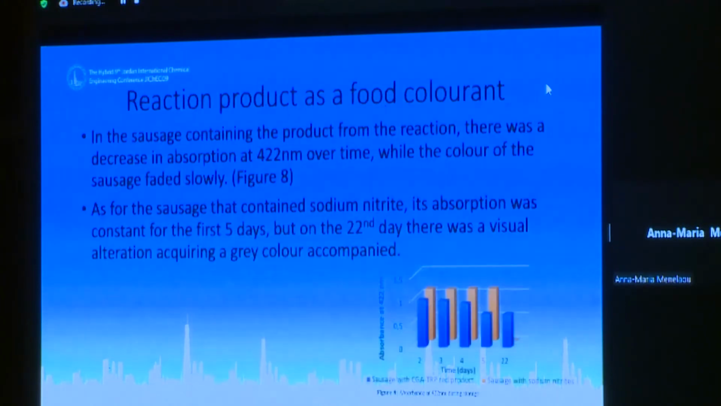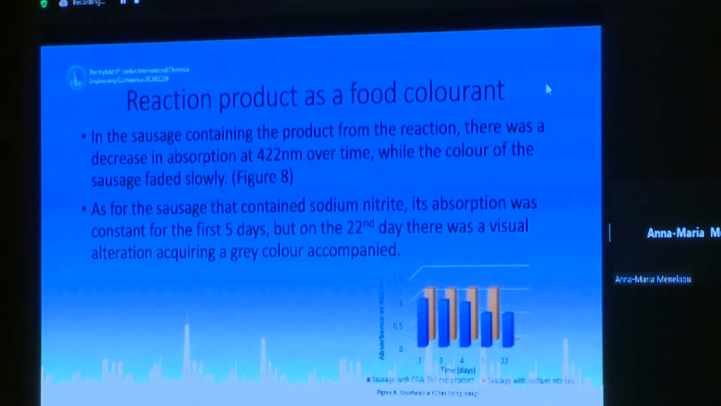The spectrophotometric analysis of the samples was performed on the 2nd to the 5th day of the preparation and on the 22nd day of storage. In the sausage containing the product from the reaction, there is a decrease in absorption over time, while the color of the sausage fades slowly. On the 22nd day, it is observed that it still absorbs at a wavelength of 422 nanometers, and that its absorption decreased slightly compared to the fifth day. This was also verified visually in the sausage.